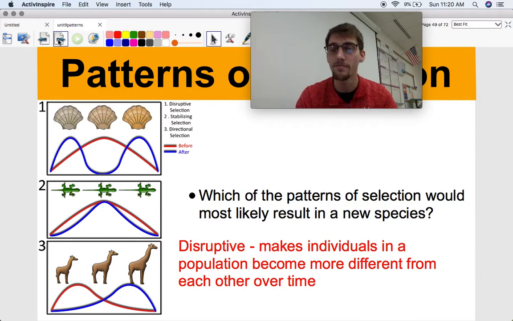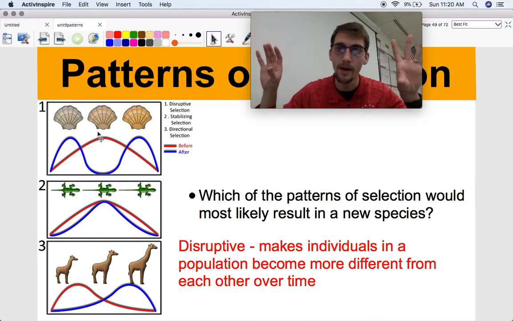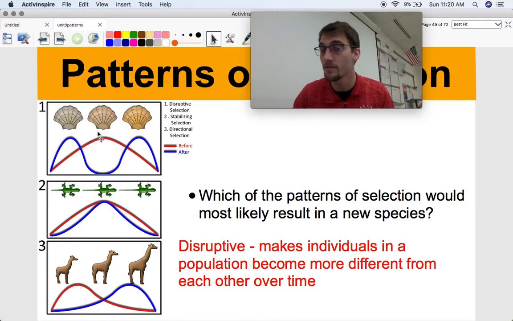It'd be disruptive because it makes individuals in a population become more different from each other over time. Okay, the lazuli buntings, you're going to find more blue and more brown, and they're going to become more different from each other over time if that natural selection continues. Same with these clams over here.